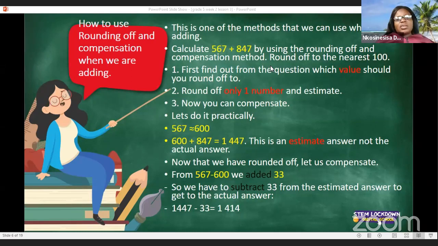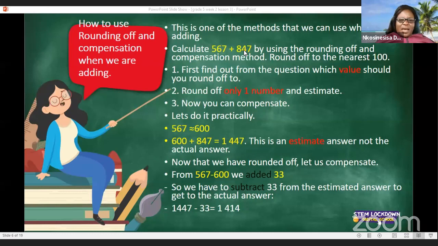But maybe if you're not told, you can see you can't round off those numbers to the nearest 1,000. Obviously, you can either round off to 10 or 200. But in this case, I gave you guys an instruction. I said you should round off to the nearest 100. And then if you found out which value we are rounding off to, then you round off only one number and then you estimate. So you don't round off both the numbers because you have to compensate. Compensate means that if you lose something, you have to get it back, right? So when we talk about rounding off and compensation, you see how we compensate. So compensate means if I lose something, I get it back.